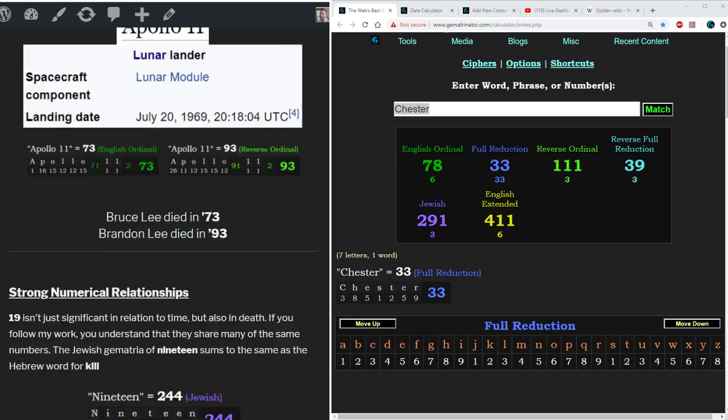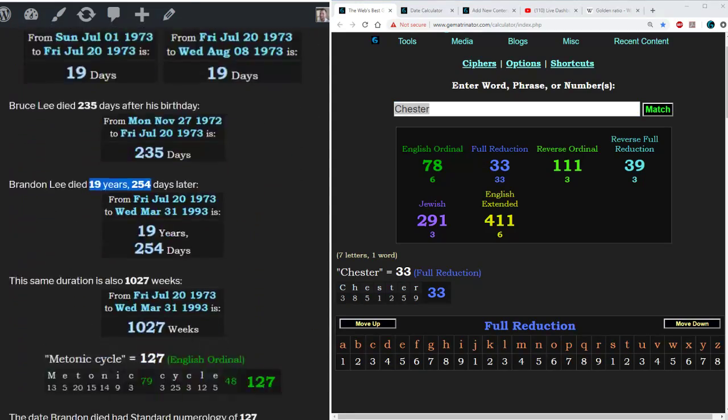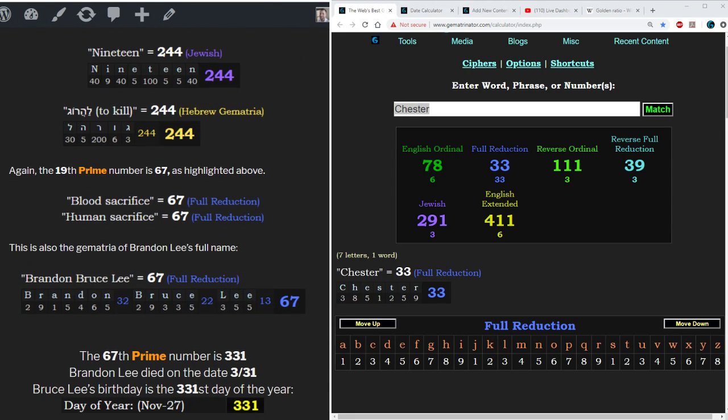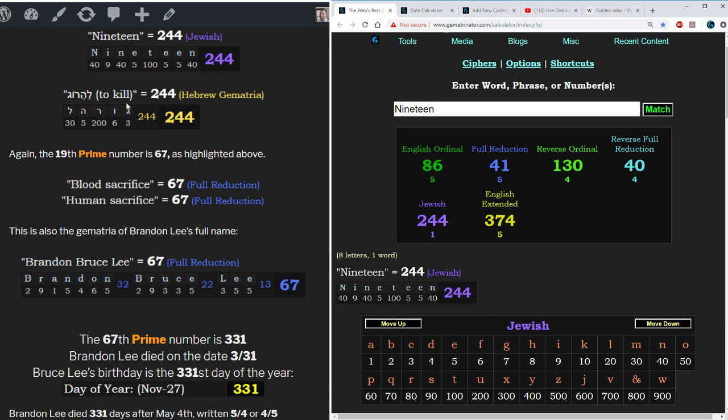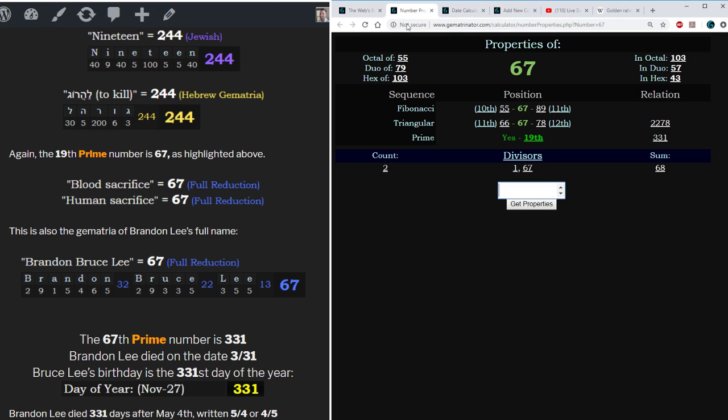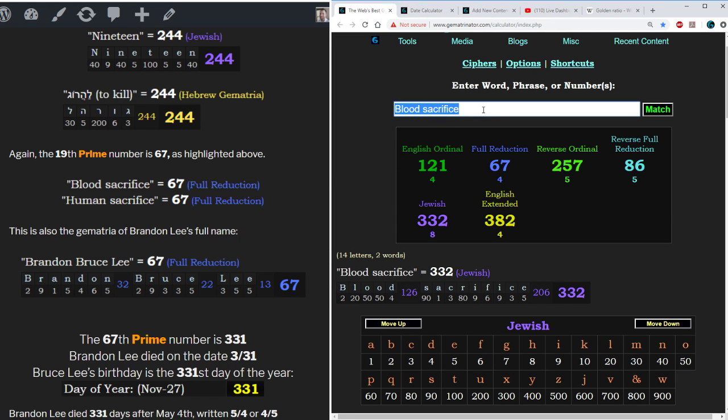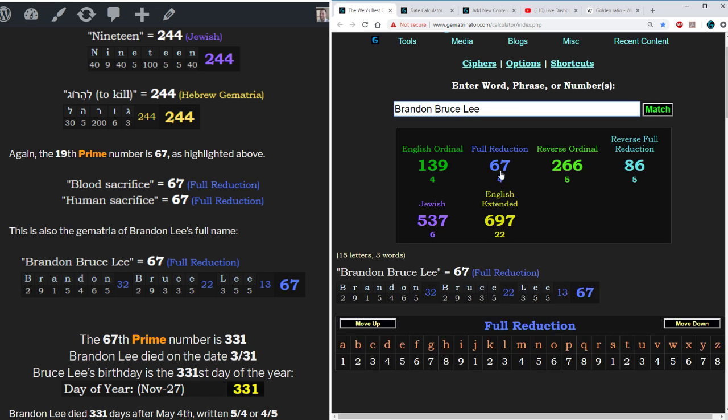So we've talked a lot about the number 19 and how this continues to show up in these men's deaths and its significance to the Metonic cycle. In Jewish gematria, 19 sums to 244, which is the Hebrew gematria of the word kill, 244. The 19th prime number is 67. The phrases blood sacrifice and human sacrifice both sum to 67. Brandon Lee's full name was Brandon Bruce Lee, which sums to 67.